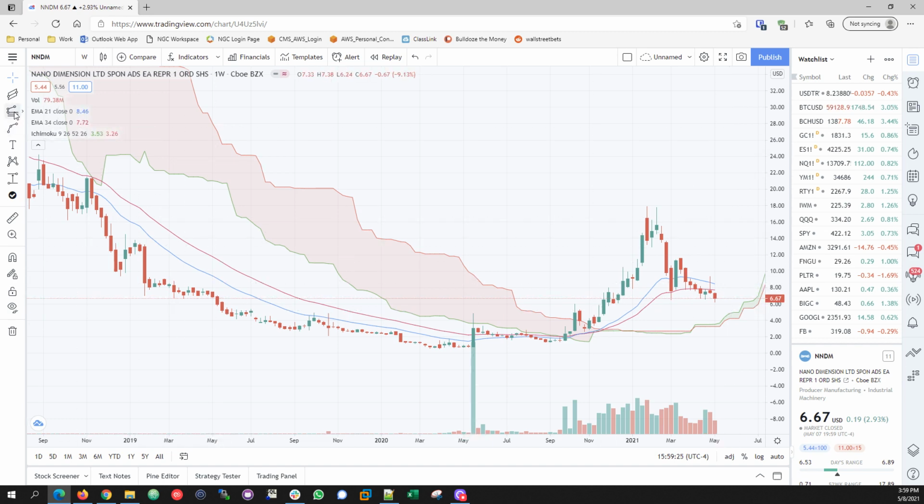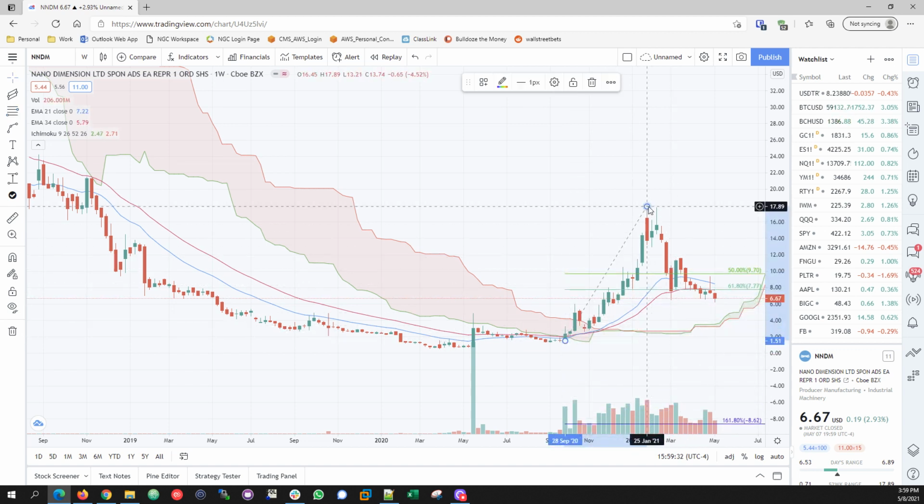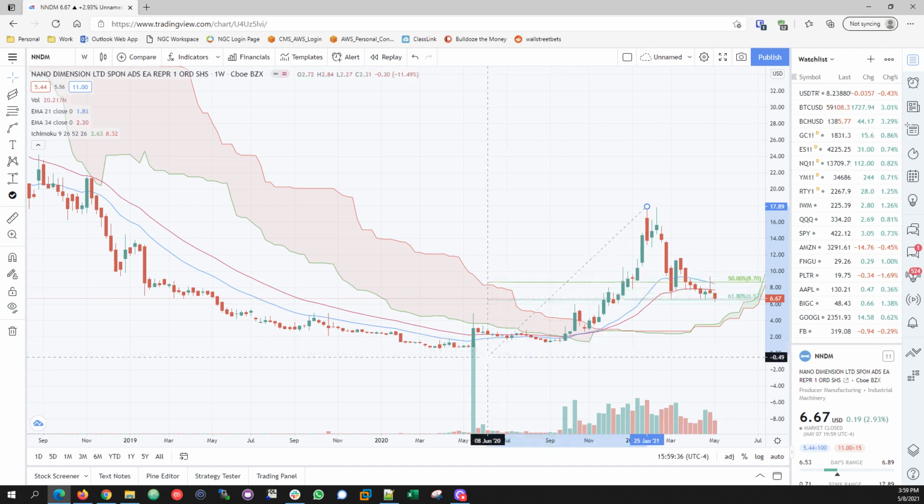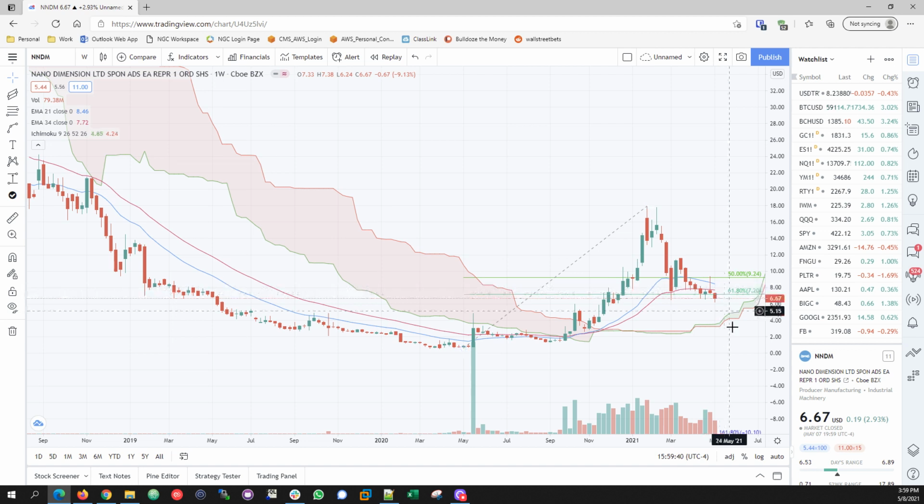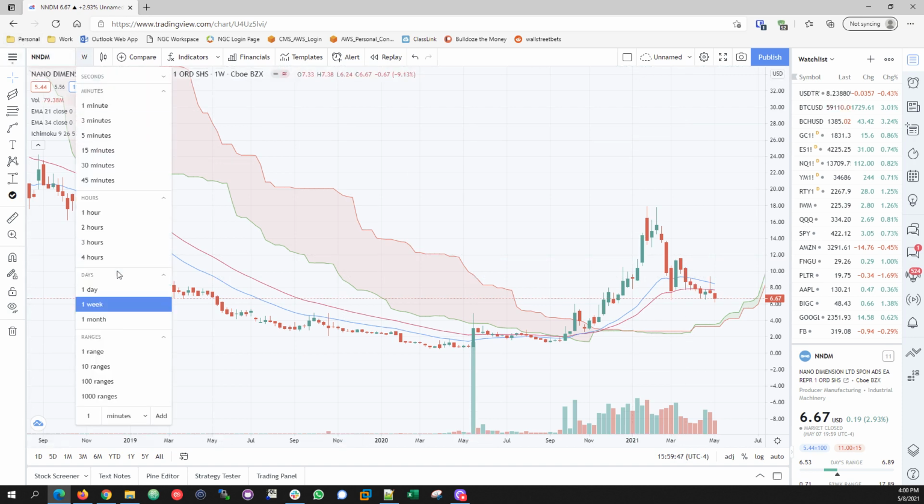How far can it go down? Just looking at the regular fib retracement from this bottom here to this top, you already lost the 61.8. If you pull it down further into this base right here, you still lost it on the weekly chart. So that's one thing. Lost the critical 61.8 extension.